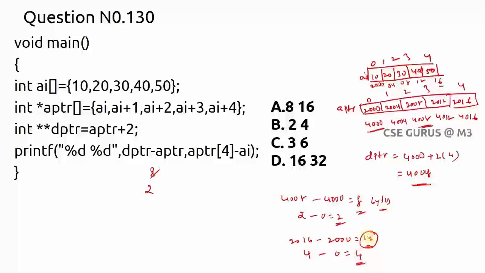Or else you can take it like this: 16 divided by the number of bytes for the data type. How many bytes? 4. 16 by 4 is 4. Here also, 8 divided by the number of bytes for integer, 4. 8 by 4 is 2. So that value will be taken here. It is not about 8 and 16. It prints 2 and 4, which are the index differences only. It will not print the number of bytes. So we need to remember that, and option B is the correct answer.